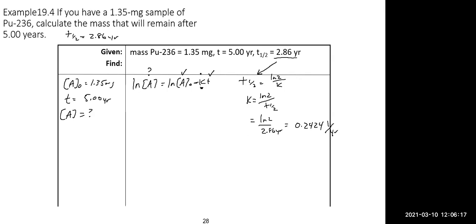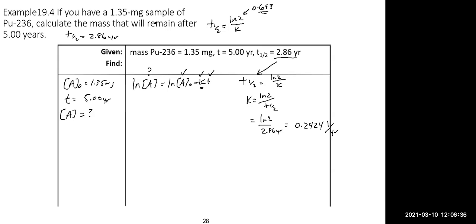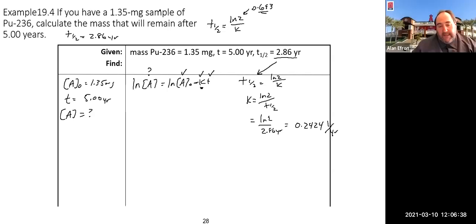Professor, why is it ln 2? That's the formula for the half-life for a first order reaction. It's always the natural log of 2 over k. The natural log of 2, when you do it on your calculator, is that 0.693 number. Okay, understood. So if you just take the natural log of 2, that's basically what it is, 0.693. Other questions on that? Okay, so at this point, we just have to plug stuff in.